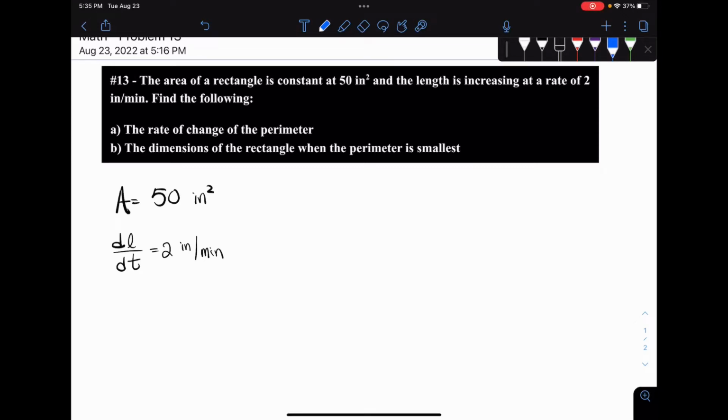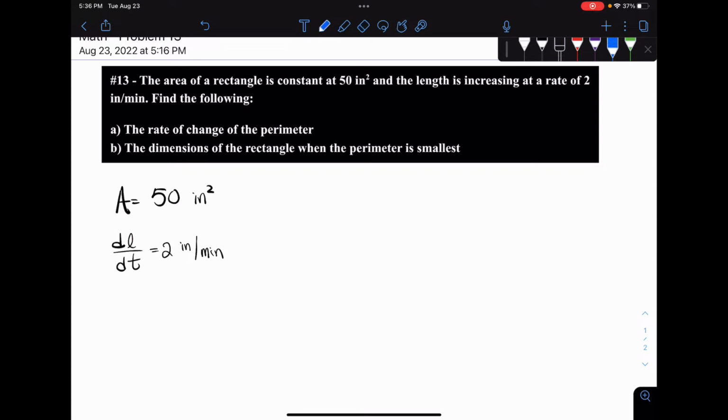Problem 13 asks us to find the rate of change of the perimeter. To start, it gives us a few constants. First it gives us a constant area of 50 inches squared, and then it also gives us the rate of change of length, which is 2 inches per minute.